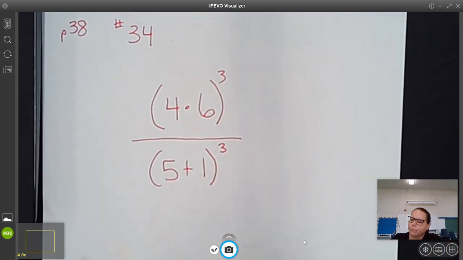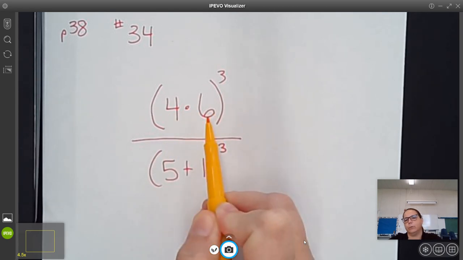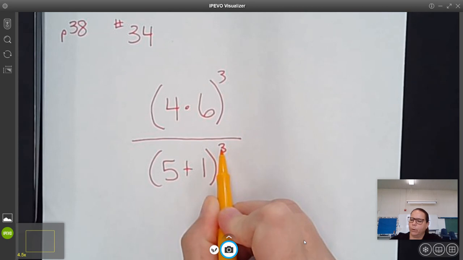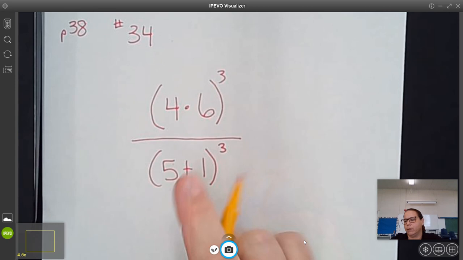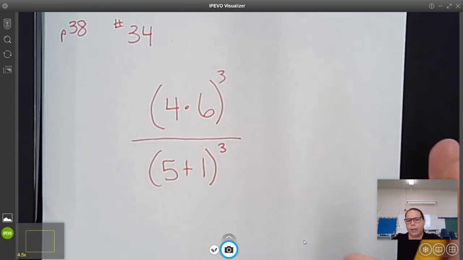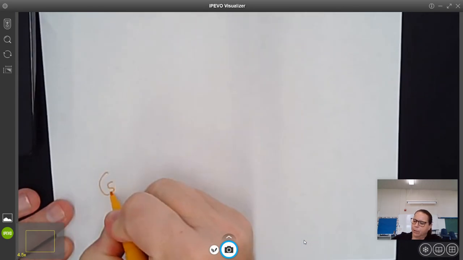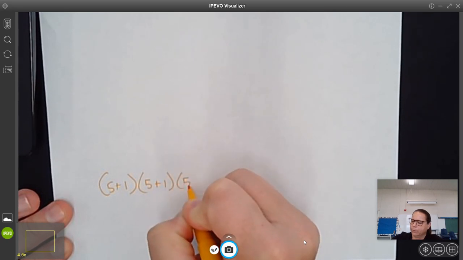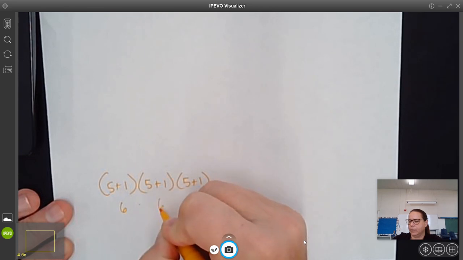All right, so I notice there's a 4 times 6, so that's good because a lot of those rules are about things being multiplied or divided. This is addition. I saw some people wanting to put this as 5 to the third and 1 to the third. That is not allowed. It has to be multiplying in here. Otherwise, what this really is, I'm going to scoot all the way down here, is 5 plus 1 times 5 plus 1 times 5 plus 1. So really, this is 6 times 6 times 6.